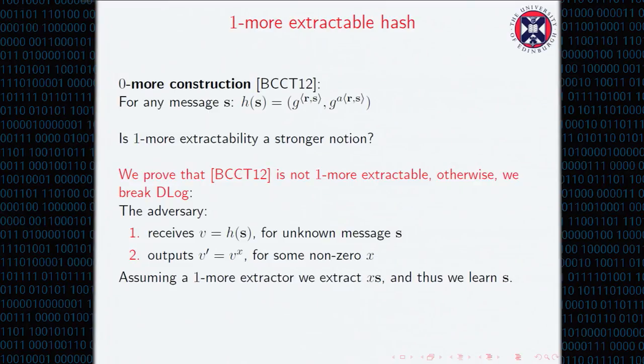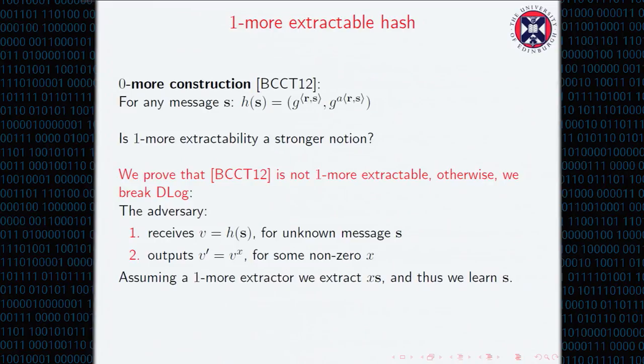And the idea here is the following. Assume the attacker receives this hash value V for a message S, and then computes V to the X for some non-zero X. This is V prime, and he outputs V prime. Then, if you look at the description of the hash function, V prime is a valid hash value that has as a preimage X times S, which means that the hash is highly malleable. Given a hash, you can construct a V prime hash without actually knowing the preimage. Assuming an extractor for this hash function family, you can invert everything and break the log. You can learn X times S, and then you can extract S.